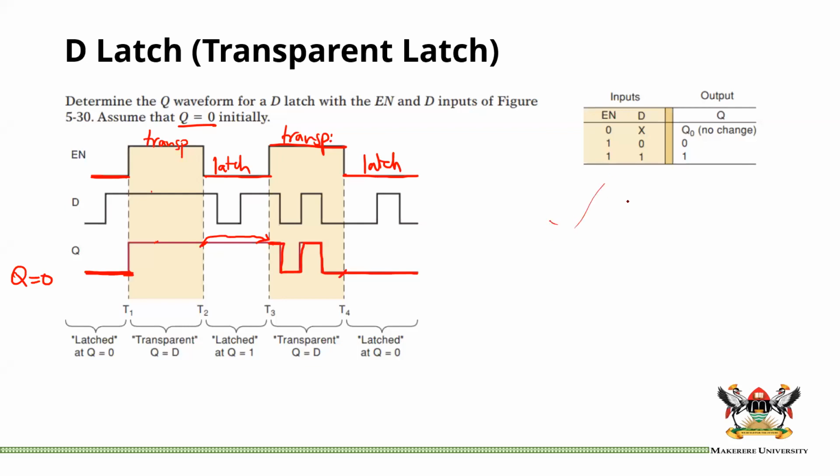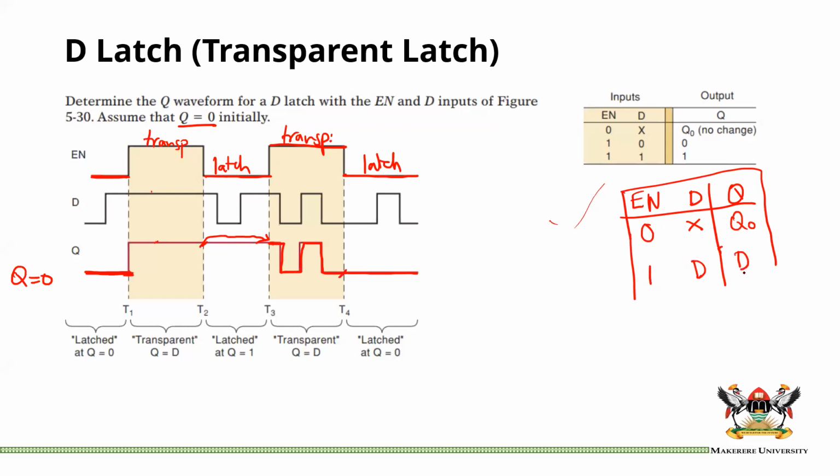So you could reduce this and say enable, D and Q. And you say if it's 0, Q is no change. And if it is 1, then you have D. So this truth table is also correct.